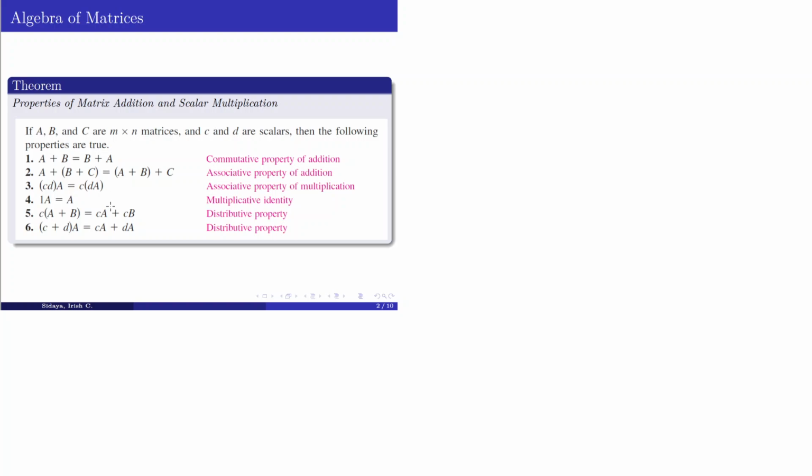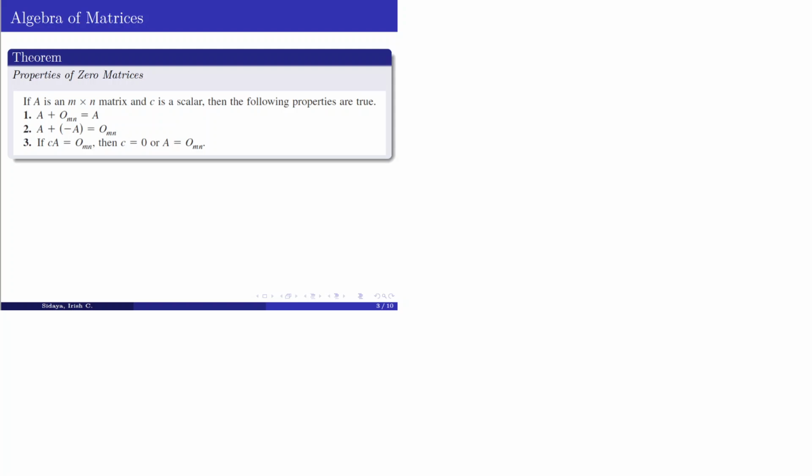And then next, we have the multiplicative identity. So the scalar 1 multiplied by the matrix A is just A. And we have here the distributive property. For the scalar C, we multiply it by A plus B. So that is equal to CA plus CB. And then in here, we have the sum of two scalars, C and D, multiplied by the matrix A, that is just equal to CA plus DA.